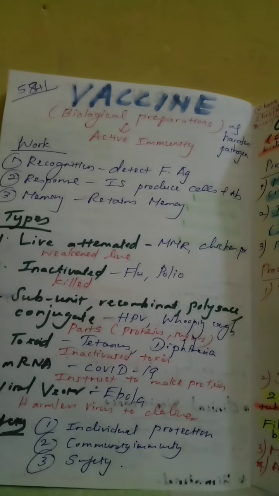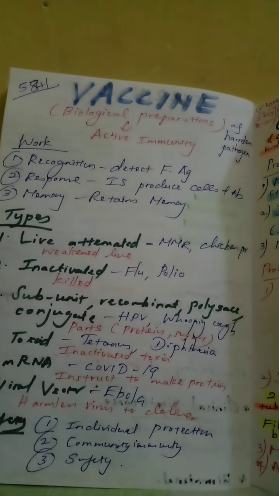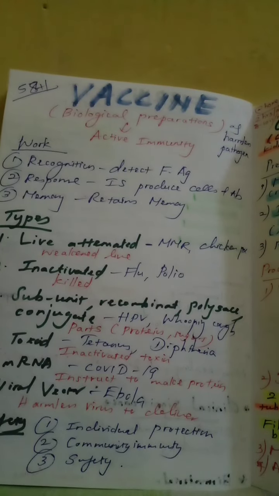So, live attenuated examples are like MMR: mumps, measles, rubella. Inactivated is like the polio vaccine. Then the recombinant is our human papilloma virus vaccine. Toxoid is given for tetanus, diphtheria.